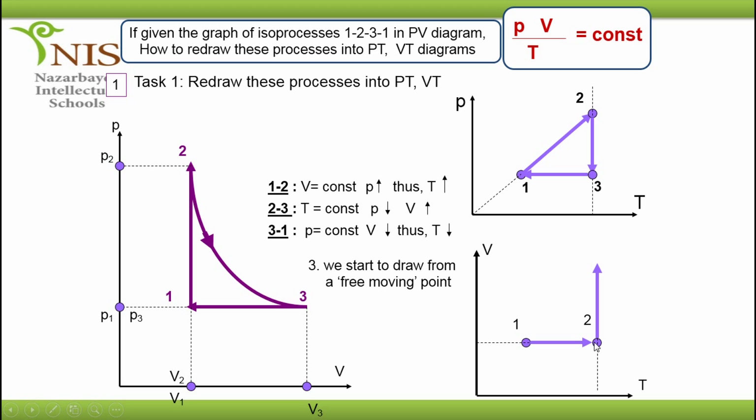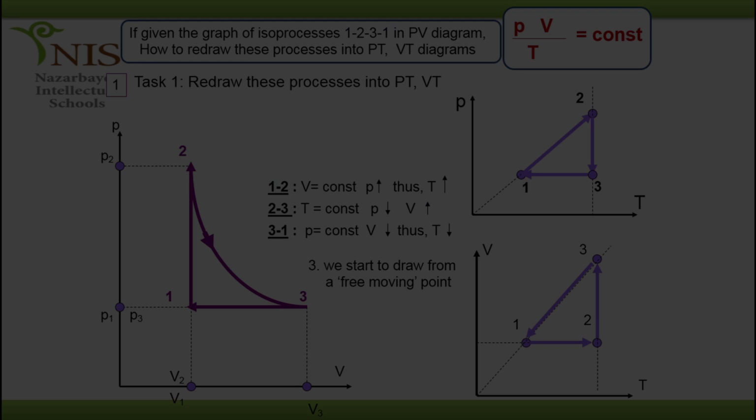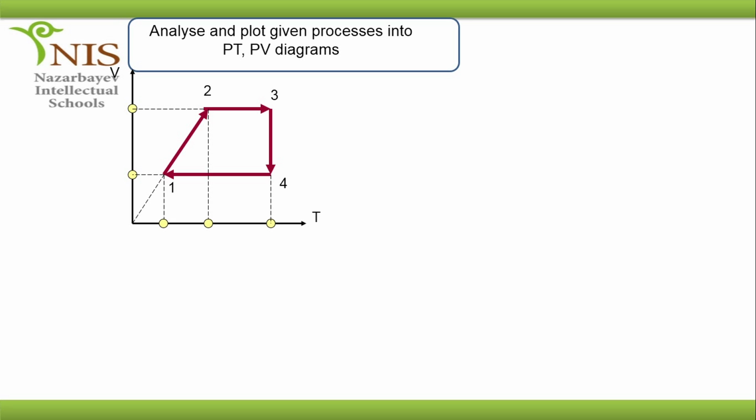And finally, P constant. In VT, P constant will be from 3 to 1. So it's down, because volume and temperature both are decreasing. So that's all. Now we finished analyzing and plotting task number 1. In a similar way, we can analyze and plot PT and PV diagrams.